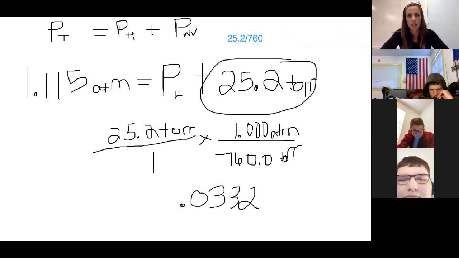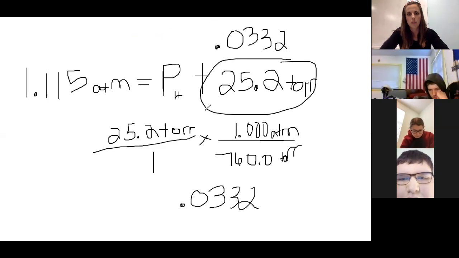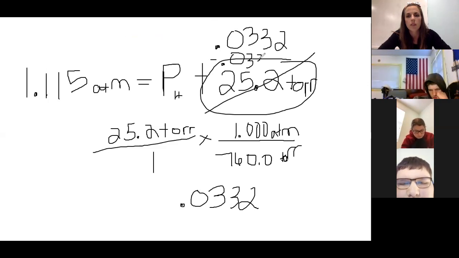So I'm going to erase on the top so you can see. All right, now I'm going to plug it in up here, 0.0332 instead of this number. To get P by itself, since I'm adding here, do you see the plus sign? I'm going to subtract 0.0332, which gets P by itself over here.